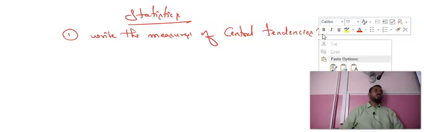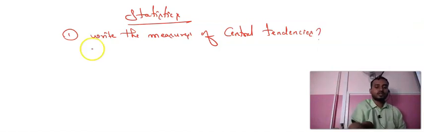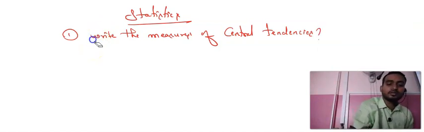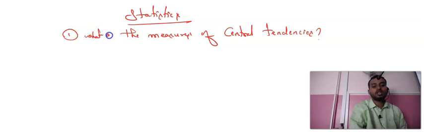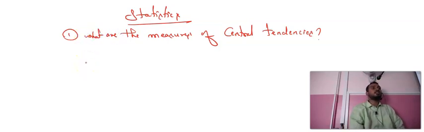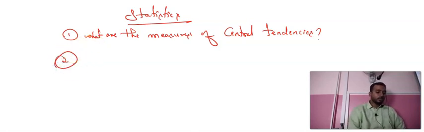Or what are the measures of central tendency? Instead of write, you can tell what are the measures. What are the measures of central tendency? Mean, median and mode. That is the answer. And next, they may ask you the question.